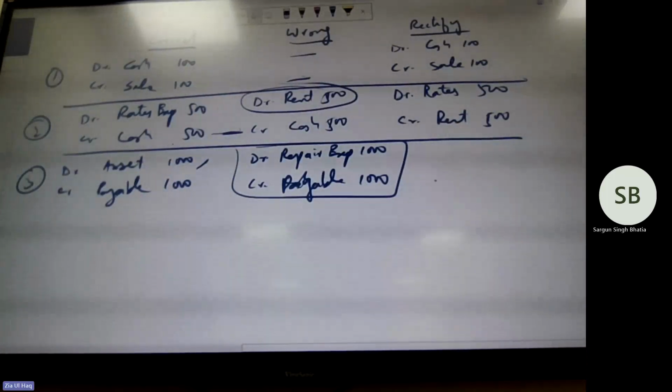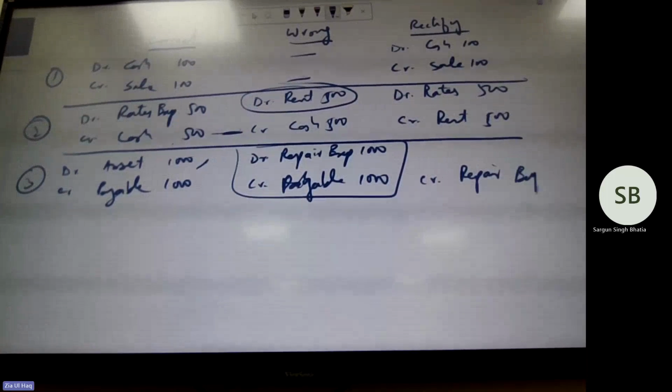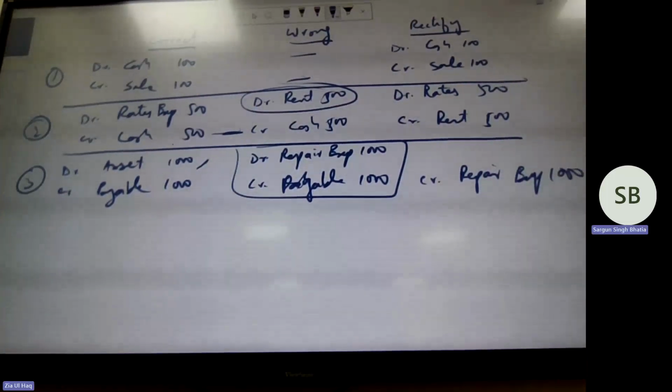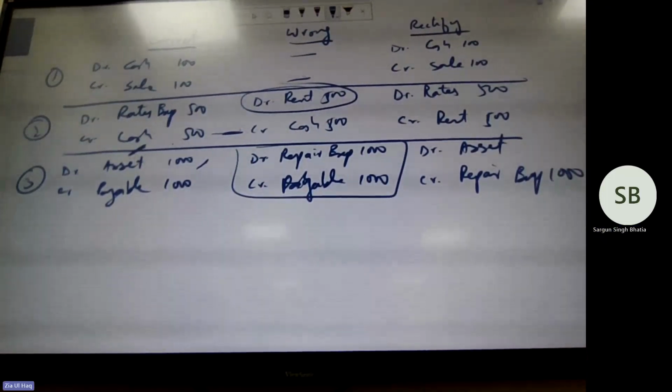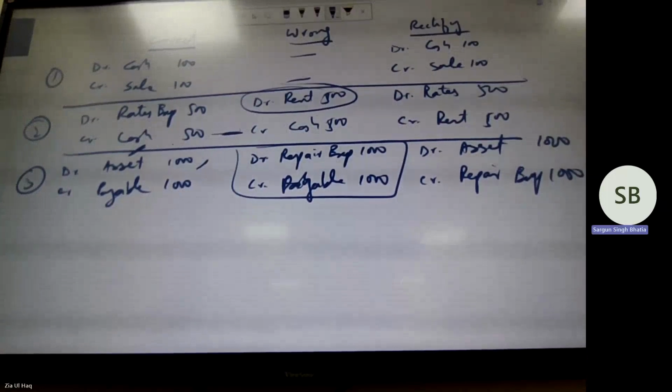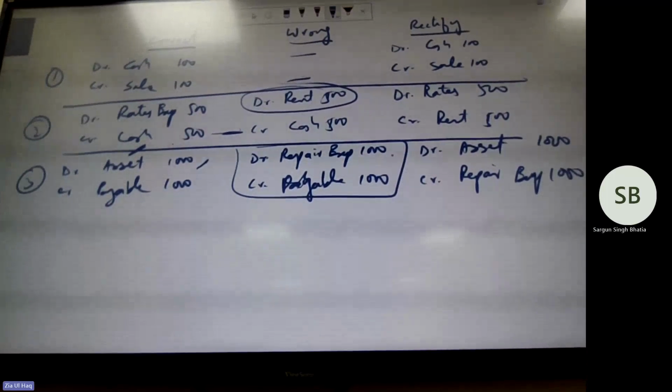What is wrongly recorded? Repair expense. So we will credit repair expense with how much amount? 1,000. And what should be on the debit side? Sir, it should be asset. Yes, sir. Is it fine? We have recorded this, so this effect will be cancelled.